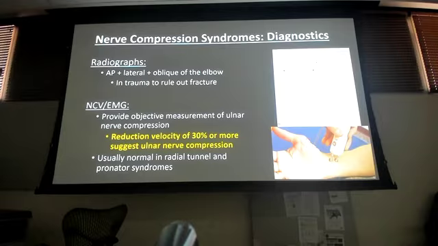Electromyography, nerve conduction studies, okay? In this case, your book does highlight that a reduction in that velocity of 30% or greater suggests ulnar nerve compression. Do you think that's a reduction in the velocities from the elbow to the wrist? Or from the shoulder to the elbow? Elbow to the wrist, correct? That's what we're talking about, okay? So we're trying to see that compression as it affects the upper extremity distally, okay?